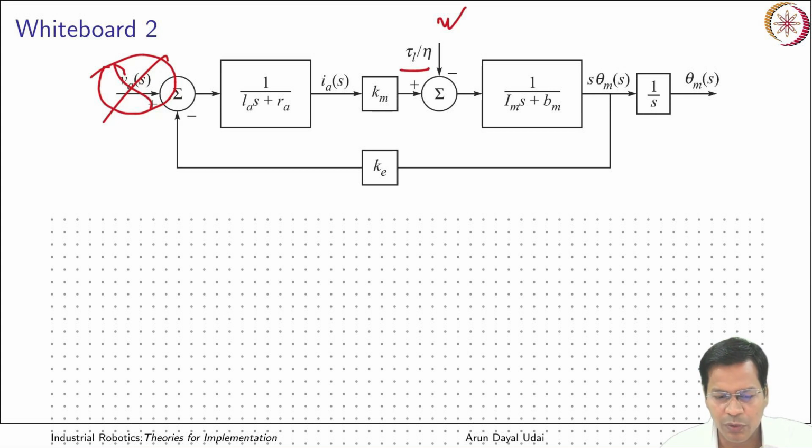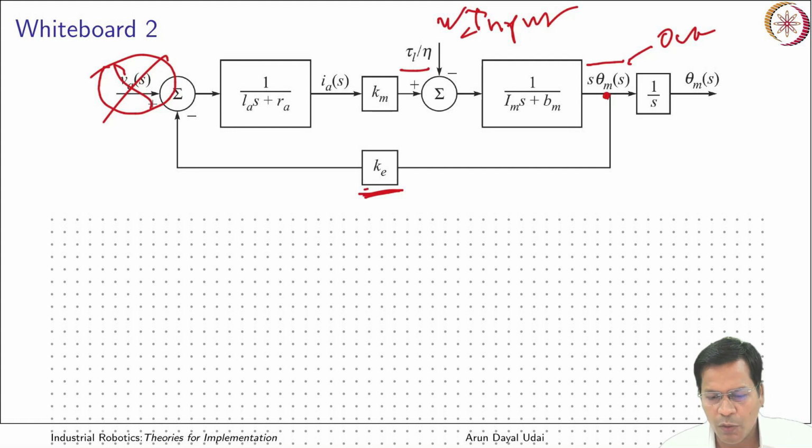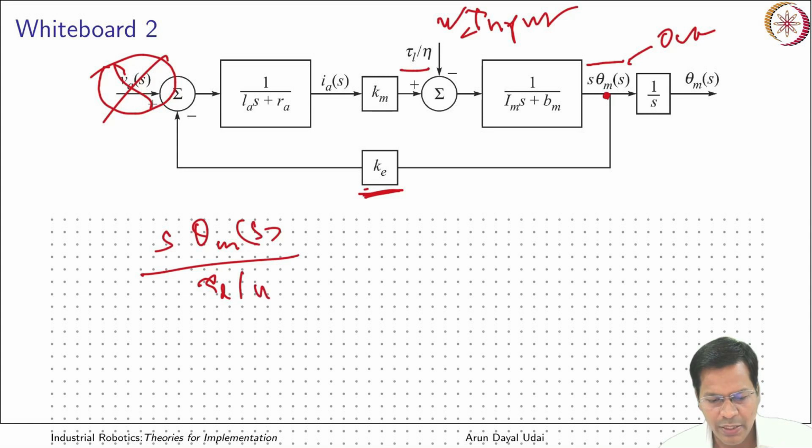Okay, so what all things go in series is s times theta_m(s) into Ke. Okay, so this is your output. So in the feedback, what all things are getting in? So this becomes your input. This becomes your output. Okay, so output is s theta_m(s). So s theta_m(s) by input, you have tau_L by eta, that comes here. Okay, so that is visible from here, output by input.